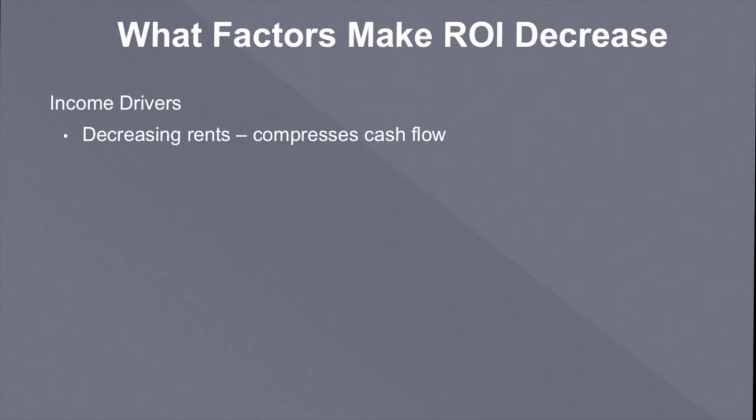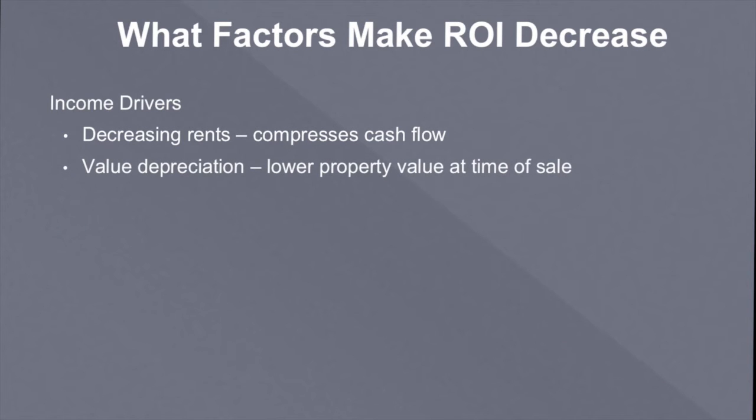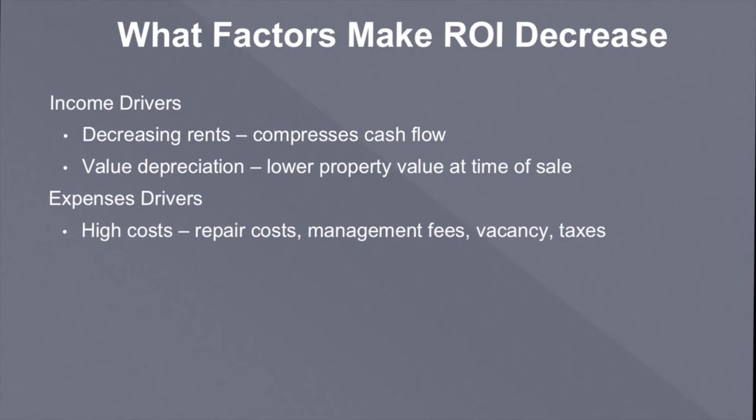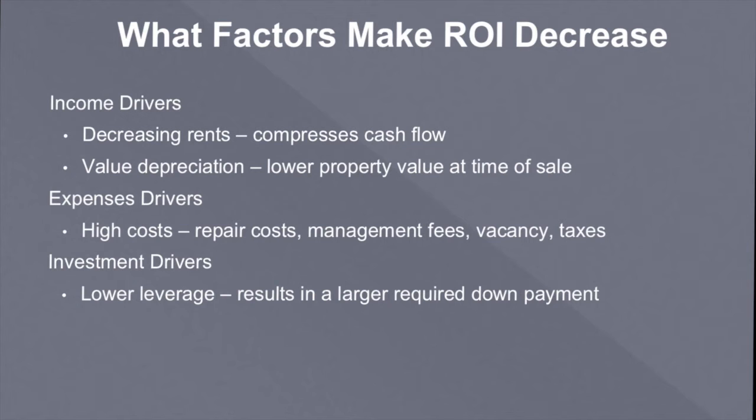This is all pretty self-explanatory when we look at all of the different metrics we're looking at in this module. But of course, decreasing rents, that's bad news, right? You don't want to have rents go down. You don't want to have the property depreciate in value. You don't want to have higher costs. You don't want to have your management fees or your repair or vacancy go up or your taxes go up. And so here, if you have any of these, that would be bad in the expense category. But what about in the investment category? What if you have to put more money into the deal rather than less?